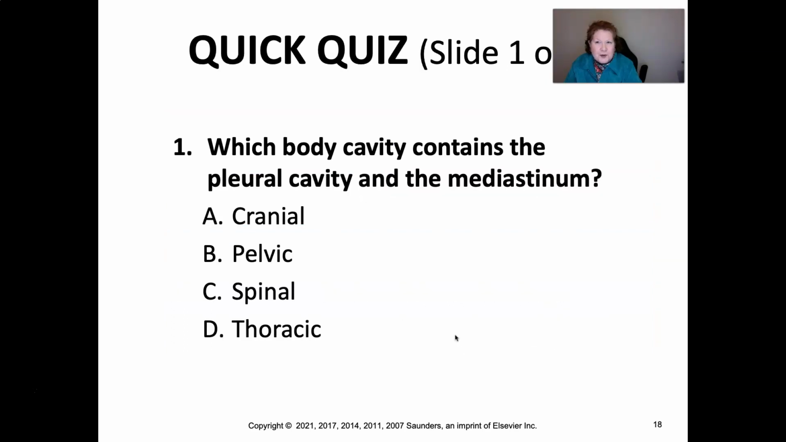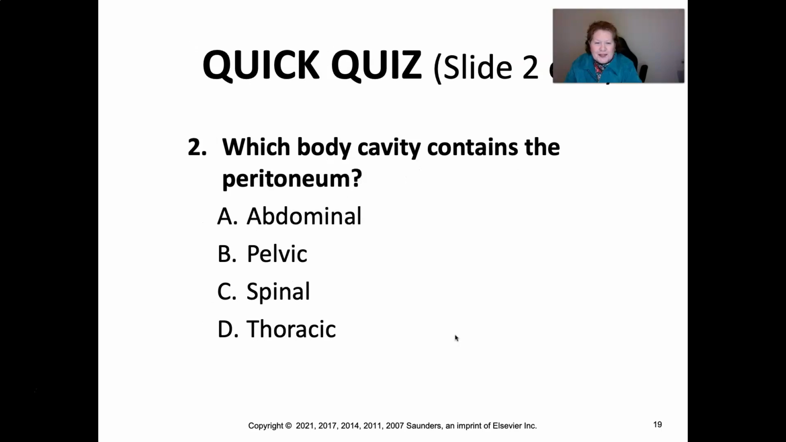So this gives a quick quiz. I'm going to let you answer it. If you need to go back, do so, but you can do it. And this is another one. Pop quiz, you can do it. If you're not sure, go back and look at your book.